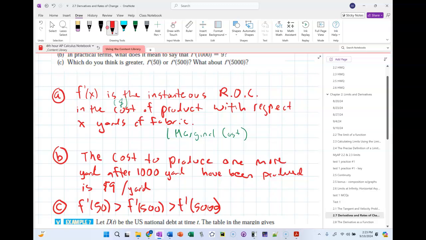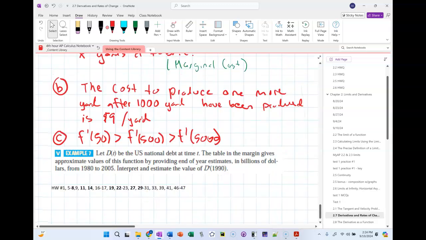I'm trying really hard to connect this to other subject matters because calculus is one of the most versatile. We can really connect this to ideas in other subjects, whether it's physics or econ or biology or chemistry or whatever.